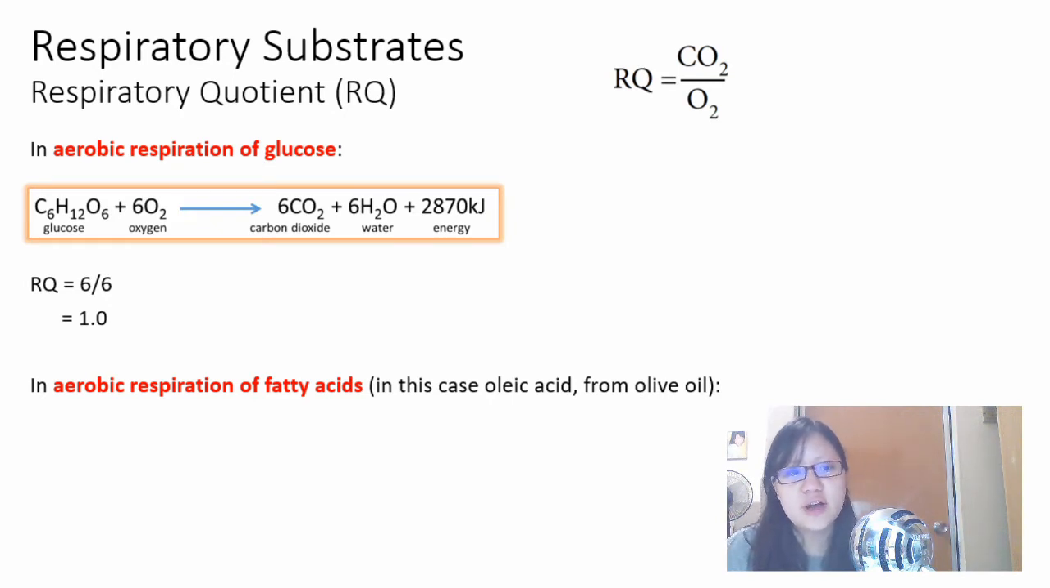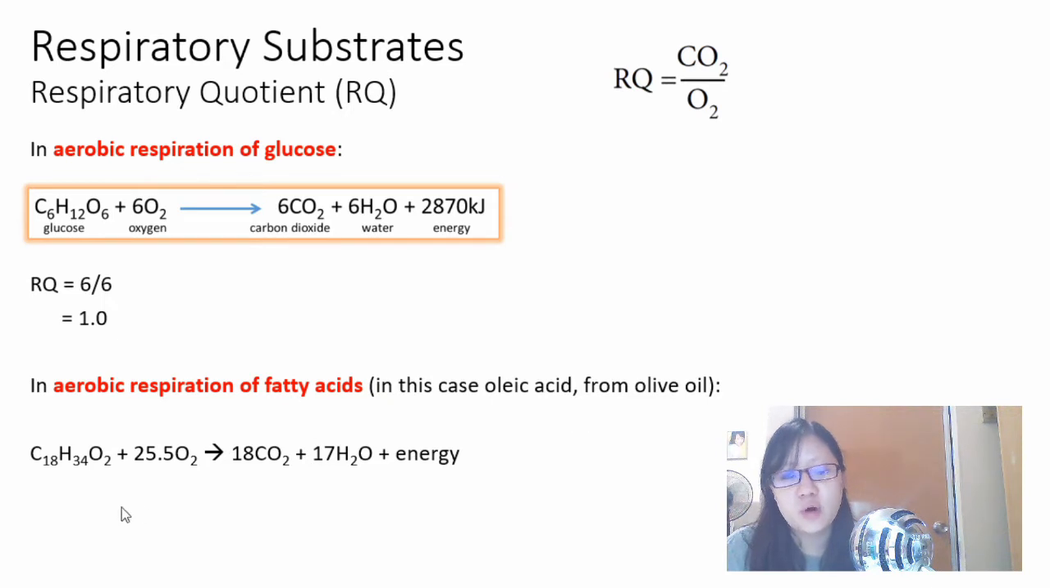Now, in aerobic respiration of fatty acids, we have this equation here. You don't need to memorize this equation, but I'm just telling you as an example. This is oleic acid from olive oil. And you can see here more oxygen is needed. Well, because it has a lot of hydrogens, right? And more oxygens are needed to be hydrogen and electron acceptors. So we have a lot more oxygen here compared to carbon dioxide. RQ is equivalent to CO2 over O2 again, so 18 over 25.5. So that gives us a value of 0.7.